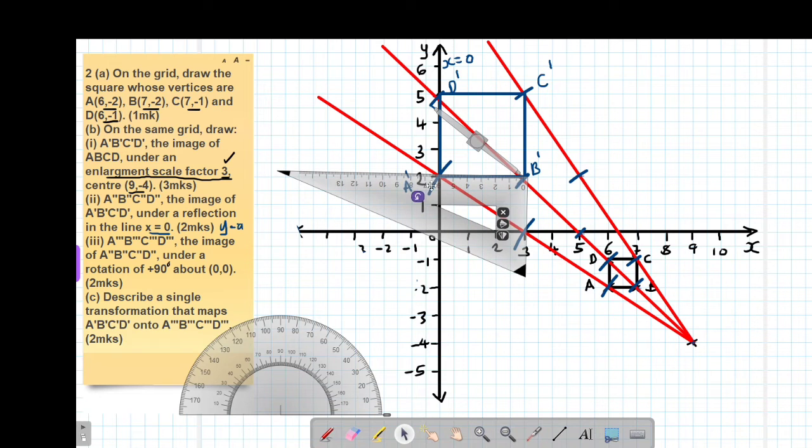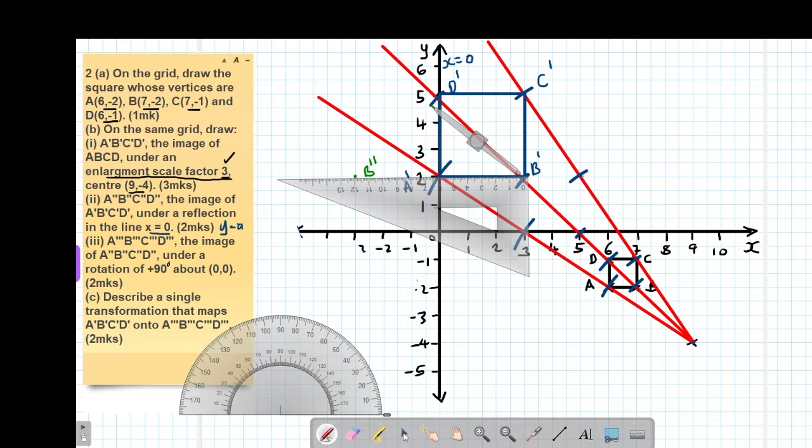So clearly, if we count the number of boxes from the mirror line, we have 1, 2, 3, 4, 5, 6 boxes. Similarly, on the other side, I'm going to count 1, 2, 3, 4, 5, then 6. So this simply means that the point B prime will come at this particular coordinate. So our B prime prime should come at this particular point. So this is B prime prime.